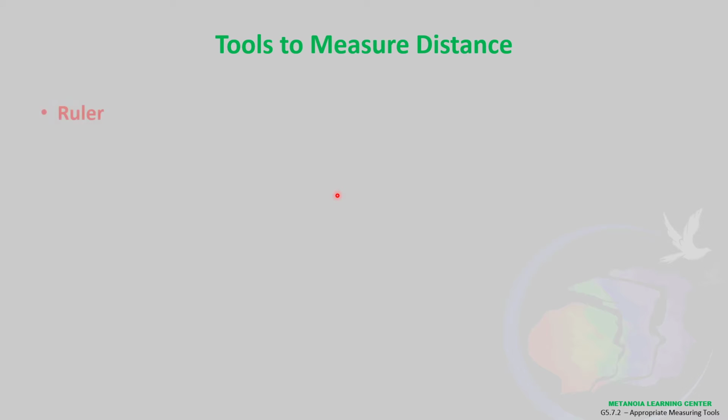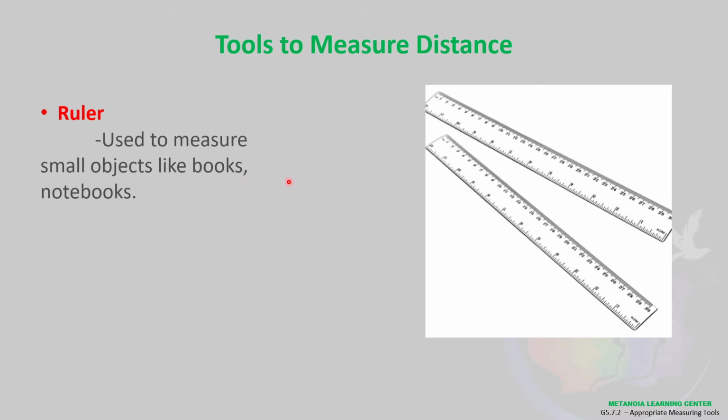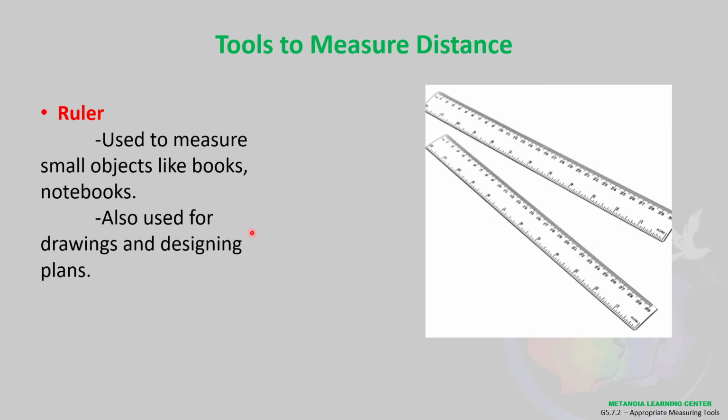Okay. The next one is the ruler. Of course, I know that you already know what a ruler looks like. It is used to measure small objects like books, notebooks, or something around you that you can measure, basically something within the measurement of a ruler or a little more. It is also used for drawings and designing plans. It is one of the tools used by engineers and architects.